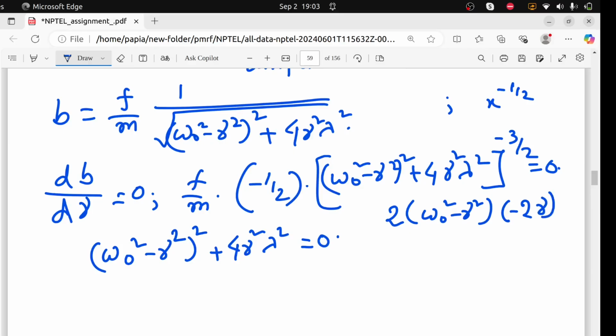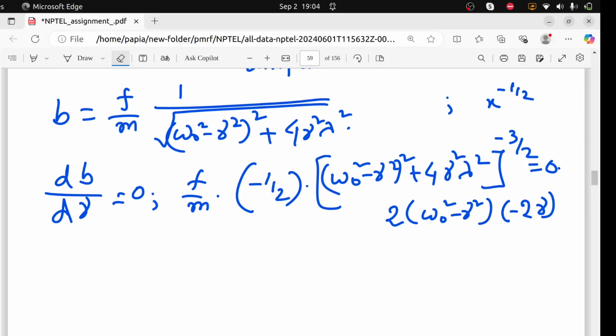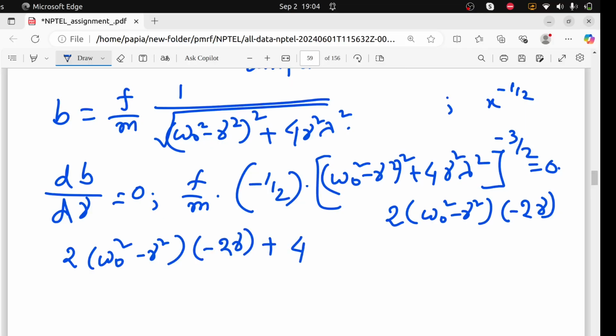So this whole, then I can write it like 2 into omega 0 square minus gamma square into minus 2 gamma, plus 4, and again this one is also there, 4 then gamma square is coming as 2 gamma and then lambda square. So 4 into 2 gamma lambda square equals to 0.